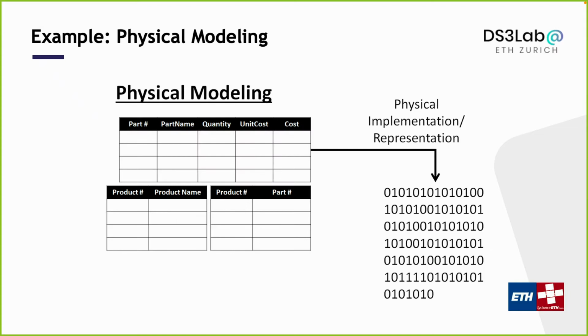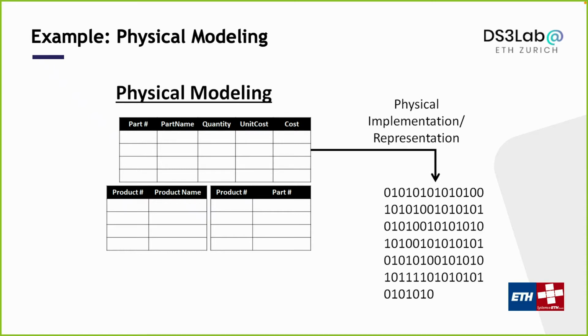Then the third step, the physical modeling part, is to take as input this logical model and map it into, for example, a sequence of 0s and 1s on your hard drive. That's when you physically implement this data model. Hopefully this step will be done automatically by the database for you as a user.